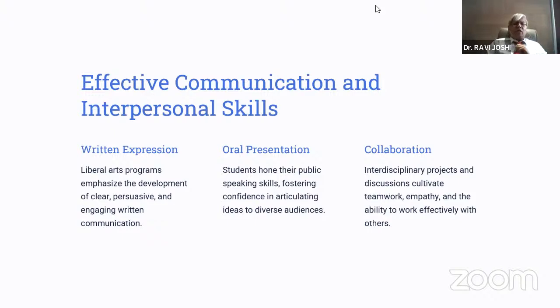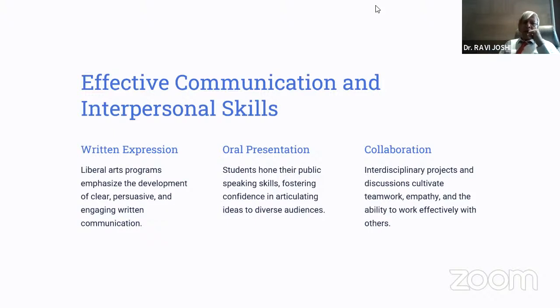So whenever we are teaching different courses to the students, we need to try to bring in this type of oral presentation. Oral presentation doesn't mean only communication skills. That's why I have critically mentioned here some pinpointed elaborations on that. It mentions the public speaking skills, fostering confidence in articulating ideas to diverse audiences. And that ability needs to be developed among the students.